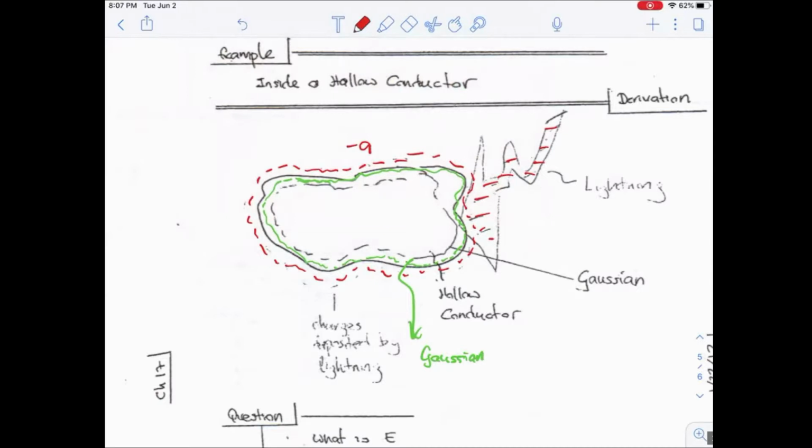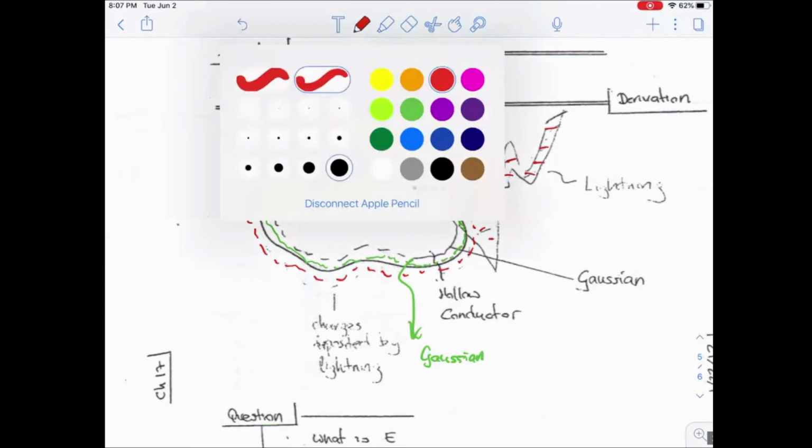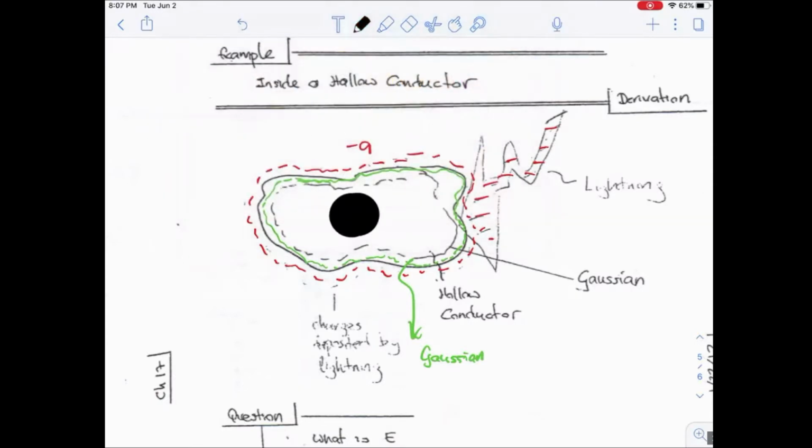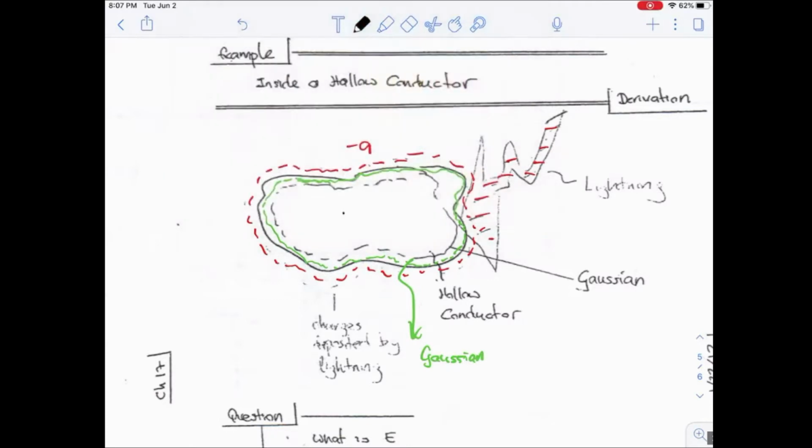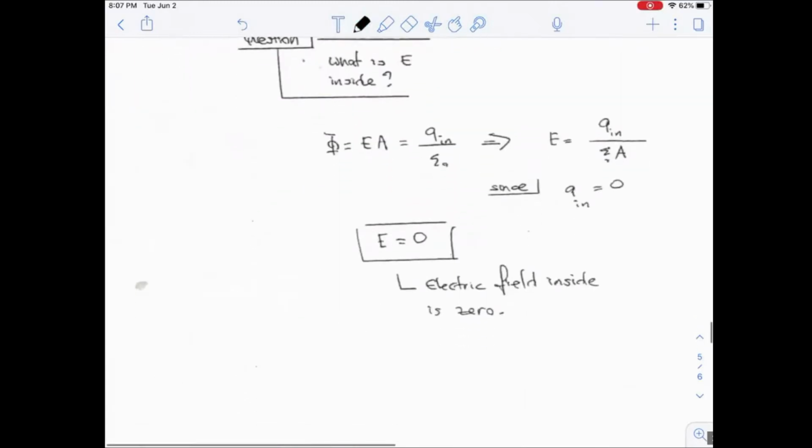What is the net charge on the inside, if that's the case? All right, so the inside charge is going to be 0. Net charge on the inside is going to be 0. If the net charge on the inside is 0, what happens? If this is 0, area is not 0, which means that the electric field on the inside is going to be 0.